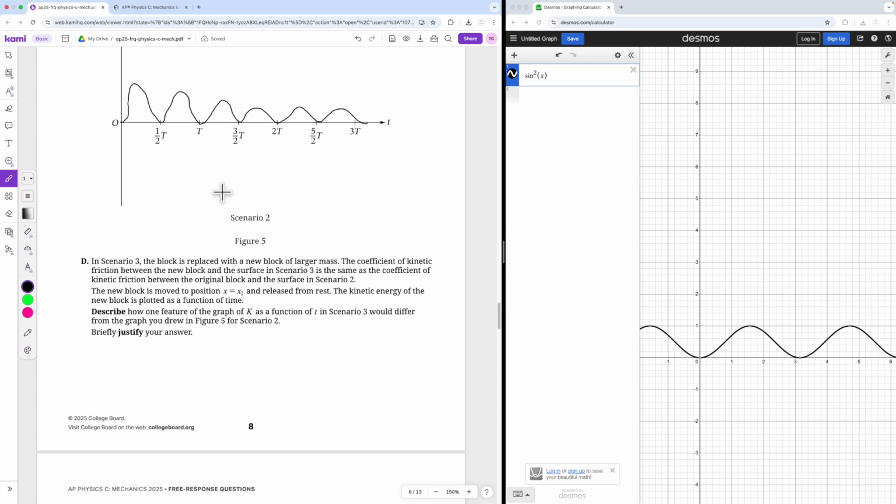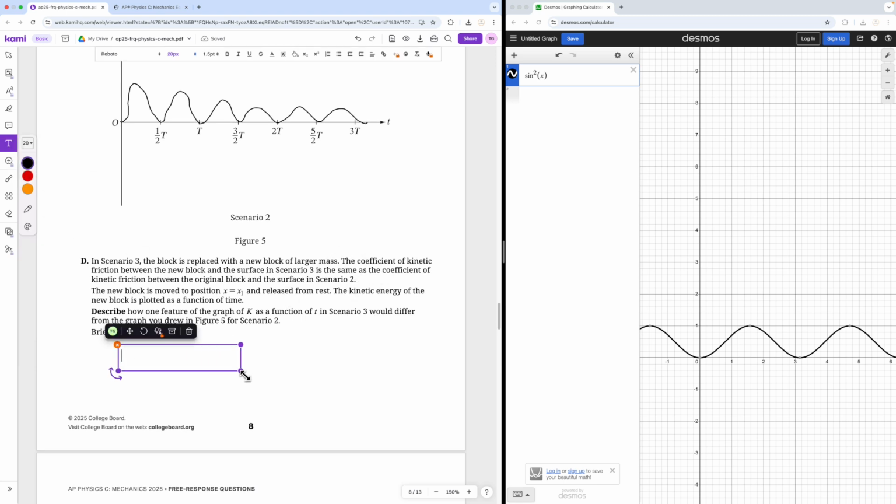In scenario 3, you're replacing the block with a much larger block, and the coefficient of kinetic friction between the new block and surface is the same as scenario 2. And you're moving it to x1, the same as we did in the previous scenarios, and we're releasing it from rest. And we have to see how this new graph of kinetic energy is going to change. So what's one thing that's going to change?